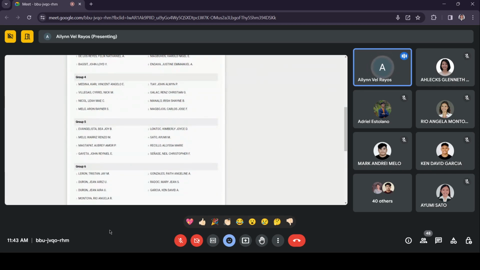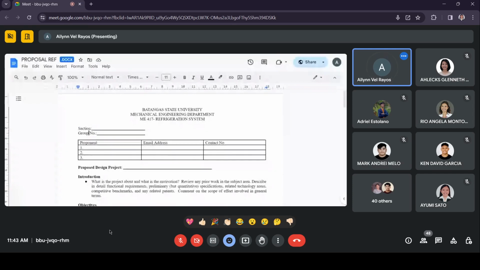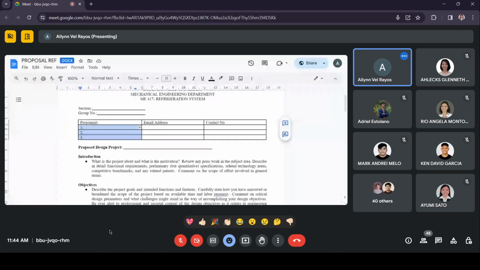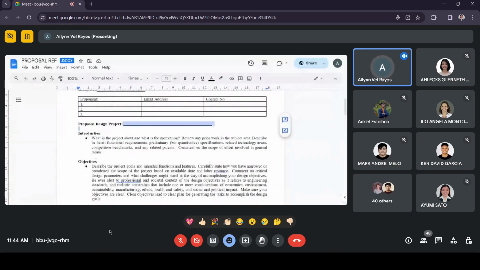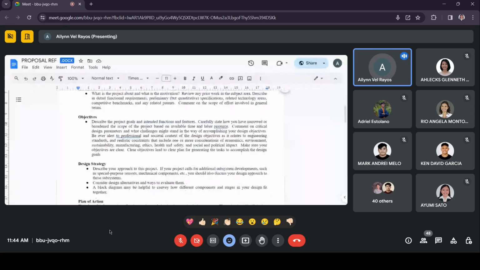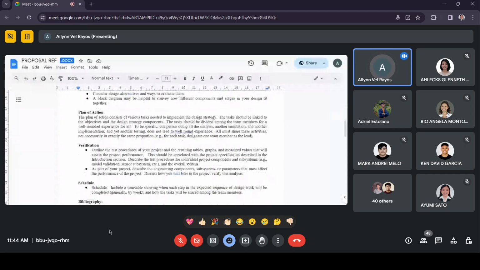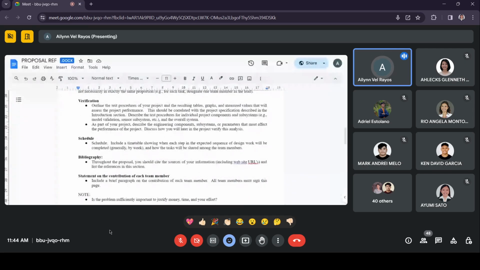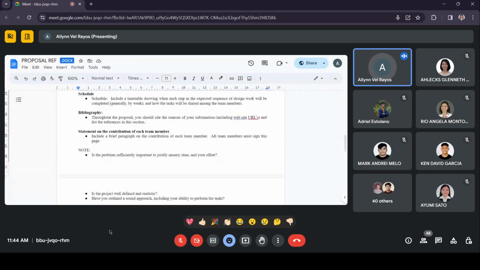Okay? So, type na lang dito yung numbers. And then, lagay dito ang proposed design project. And then, here are the contents of the proposed design project. So, we have the introduction, objective, design strategy, plan of action, verification, schedule. Bibliography naman, if syempre meron din kasi kayong ipopropose dito na related studies. So, yung mga references na ginamit ninyo. Yan. Statement on the contribution of each member.